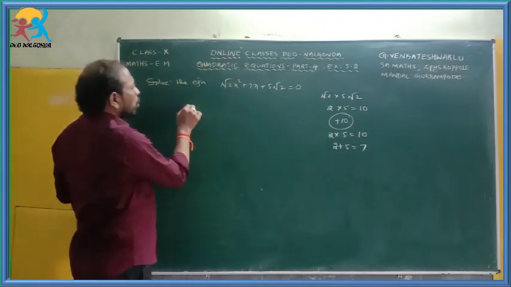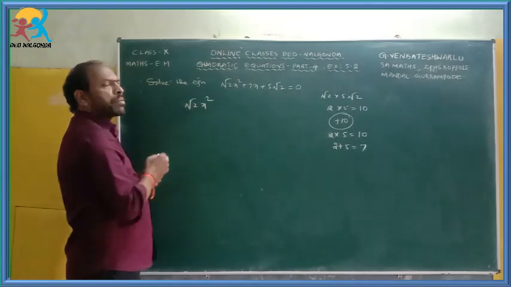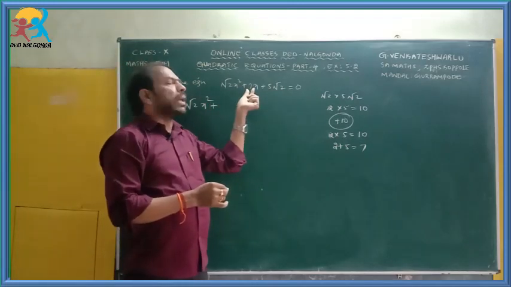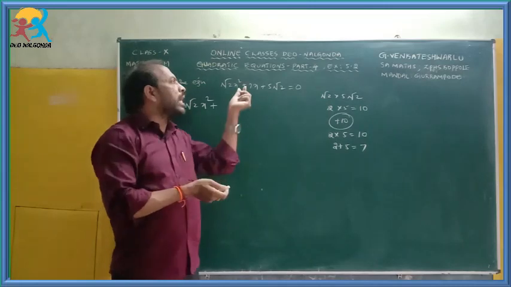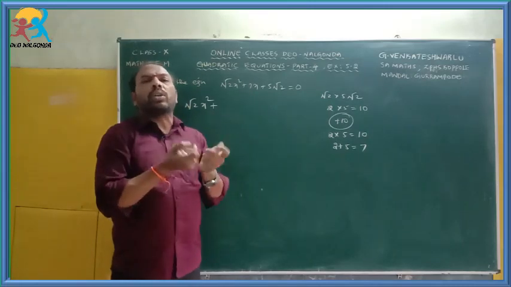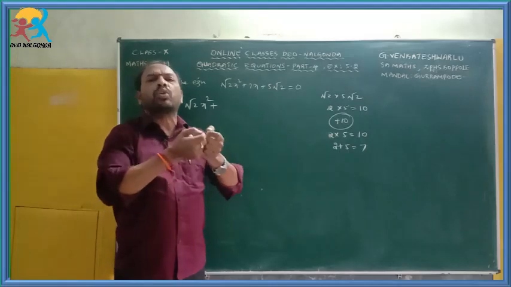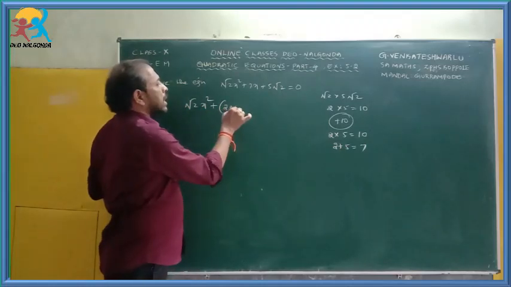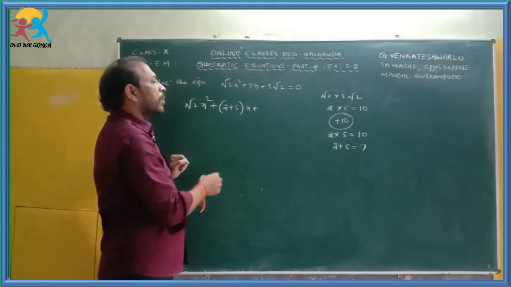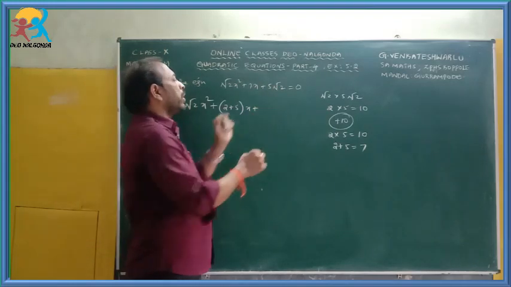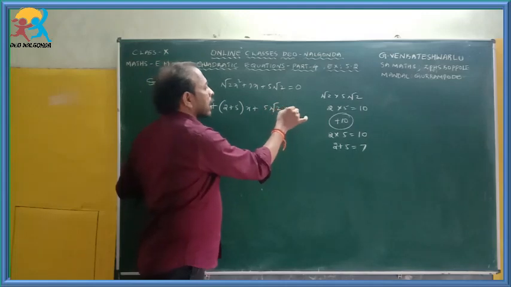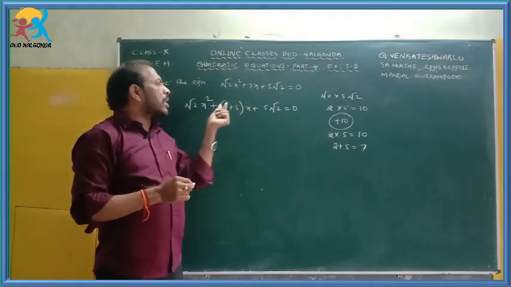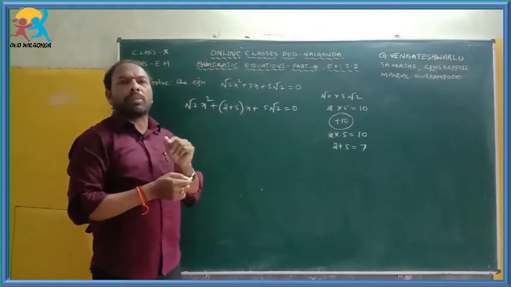Look at here, root 2 times x square, same as it is taken, plus this 7 is written as, so the middle term coefficient, the coefficient of x, is split into the sum of two numbers, that is 7 is written as 2 plus 5, into x, plus 5 root 2 same as it is.